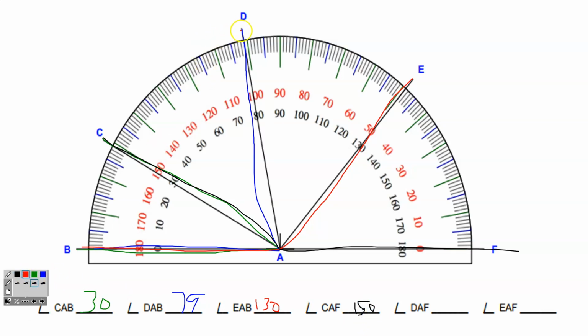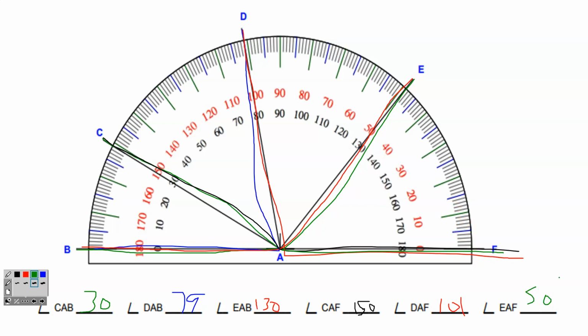DAF, which would be this one right here, that's another obtuse angle. So it looks like that's going to measure 101 degrees. And EAF is this one right here. That's an acute angle, so we're going to use the measurement less than 90 degrees. So it looks like it's about 50. So that's how you use a protractor.